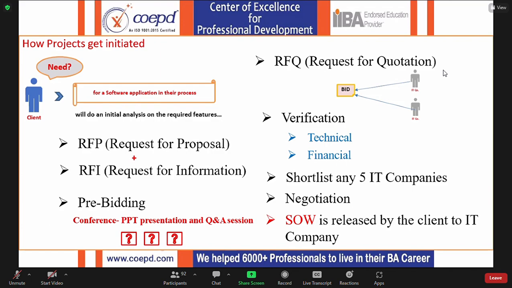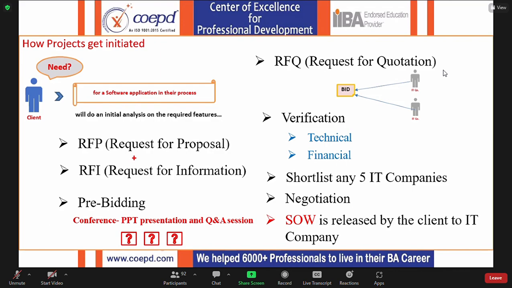Clear? Sir, what is RFI? Request for information, it is there. Yes, Nelvin, please. What does it contain, request for information? I want to know about pre-bidding. If you can just brief us about it. I will come to it first. Let me address that RFI. See, who asked me this?